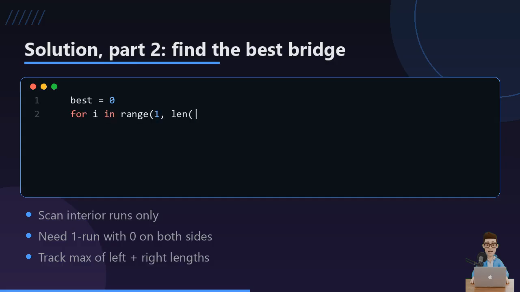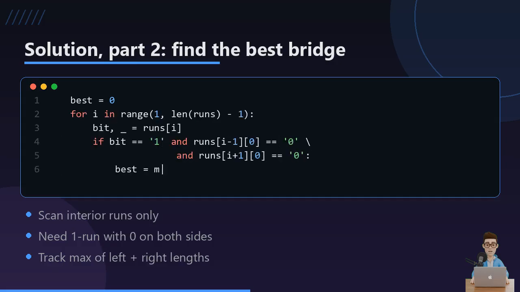I skipped the very first and last runs because a bridge needs zeros on both sides, and the guards break that. For every one run sandwiched by zeros, I add its 2 zero neighbors and keep the largest total I've seen. Then the answer is just my starting ones plus that best bridge.